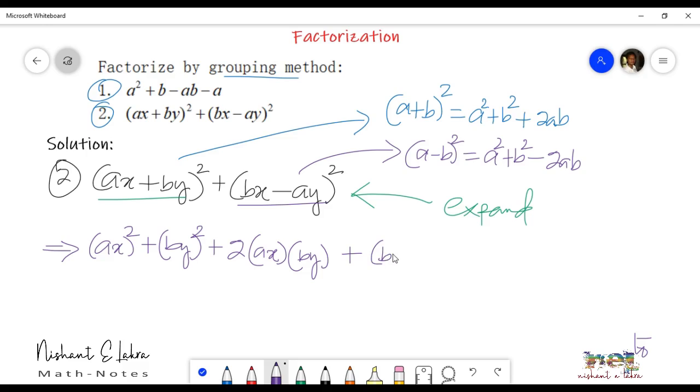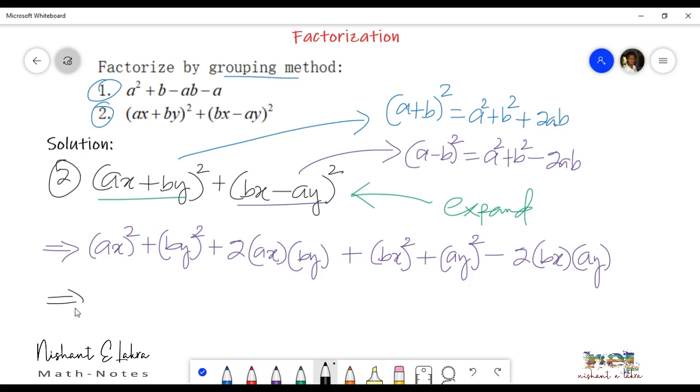Let's expand the second term given in the expression, that is the form of a minus b whole square. So a square will be bx whole square and b square will be ay whole square, minus 2 into ab, right? Over here a is bx, so 2 into bx in brackets into ay in brackets. I hope you have understood till here. Now we'll open the brackets. Ax whole square will be a square x square, plus by whole square will be b square y square, plus, do we have any common here, ax and by? No, I can't see any common, so we'll write it as 2abxy.